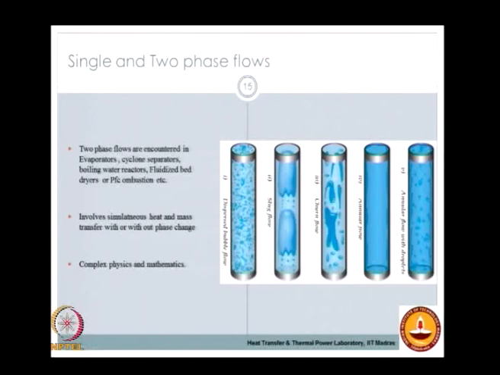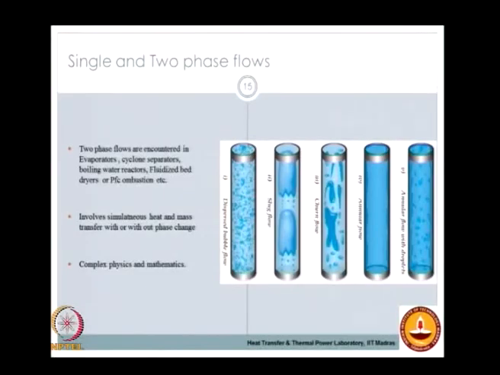Typically you encounter two-phase flows in a variety of places where you have phase change happening, such as in evaporators, condensers, boiling water reactors in nuclear power generation, fluidized bed dryers, or fluidized combustion, etc. If you look at adiabatic two-phase flows where you change the flow rates of the vapor or gas and the flow rates of the liquid, you can encounter different regimes of two-phase flows, going from, say, dispersed bubbly flow all the way up to annular flow with droplets.